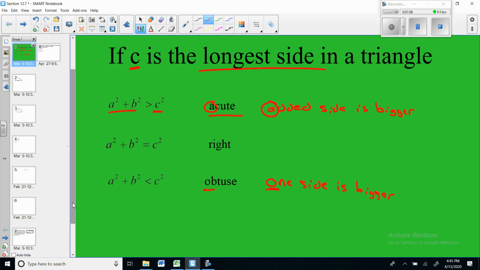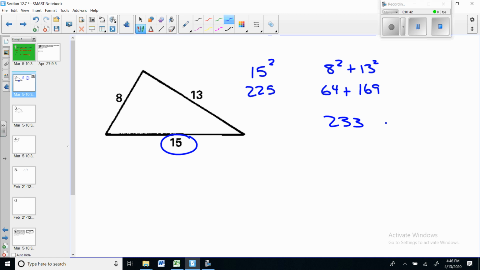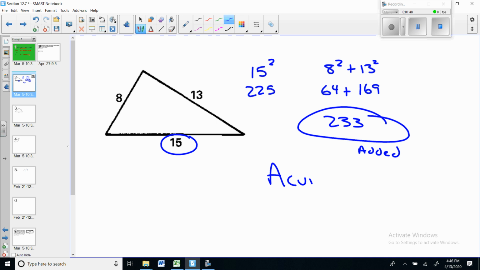Now sometimes the triangles are going to be given to you, and you still have to let c be the longest side, because a lot of times the pictures are going to be very, very close. So remember that c is the biggest number, so we want to start with that. Okay, so I'm going to take a look at 15 squared, and I'm going to compare that to 8 squared plus 13 squared. 15 squared is 225. 8 squared is 64. And 13 squared is 169. So I'm going to add 169 to 64, and that is going to give me 233. My added side is bigger, and since the added side is bigger, the triangle is an acute triangle.